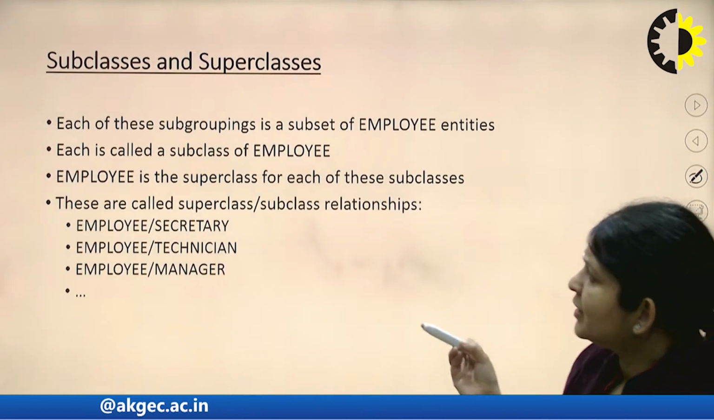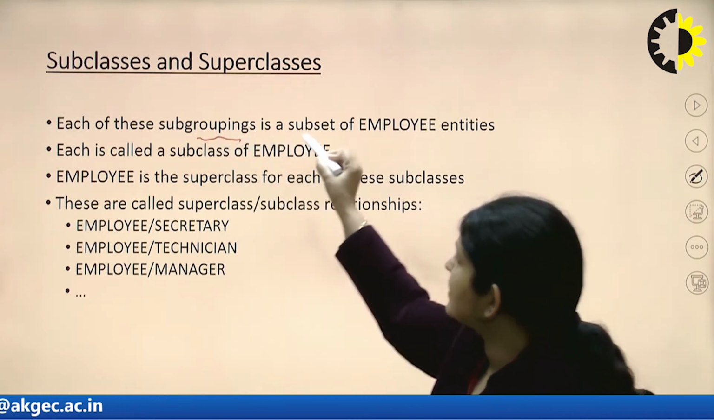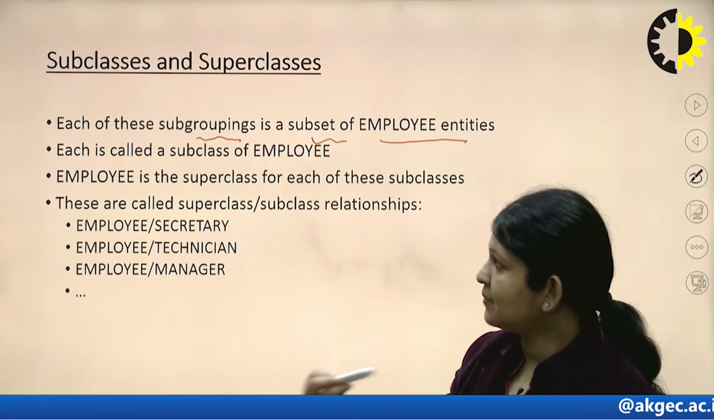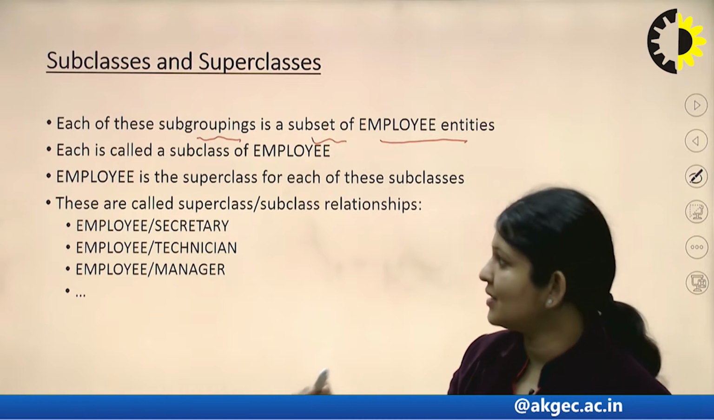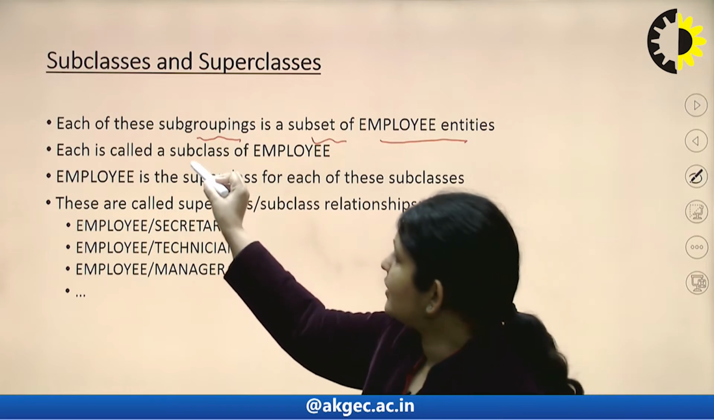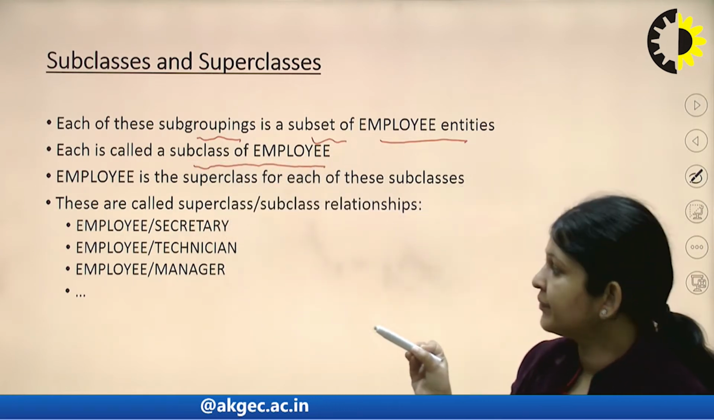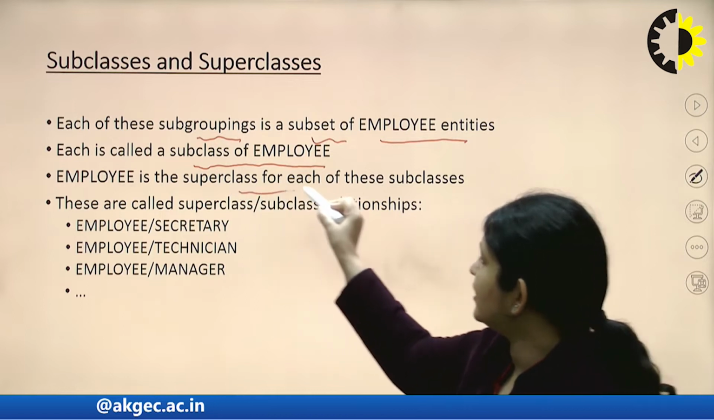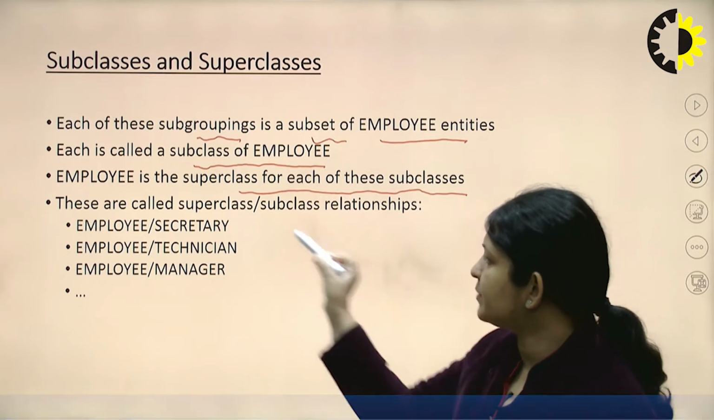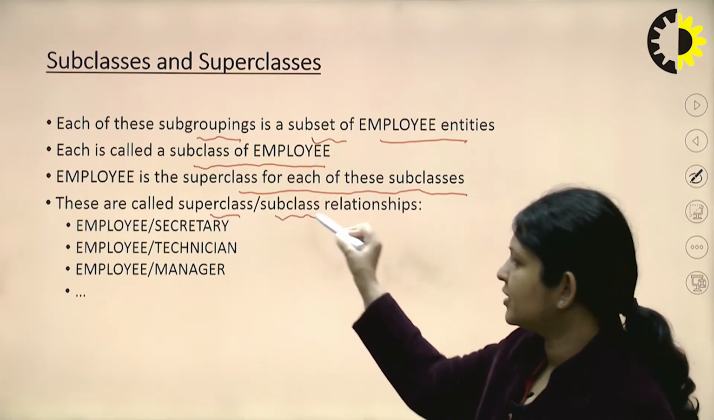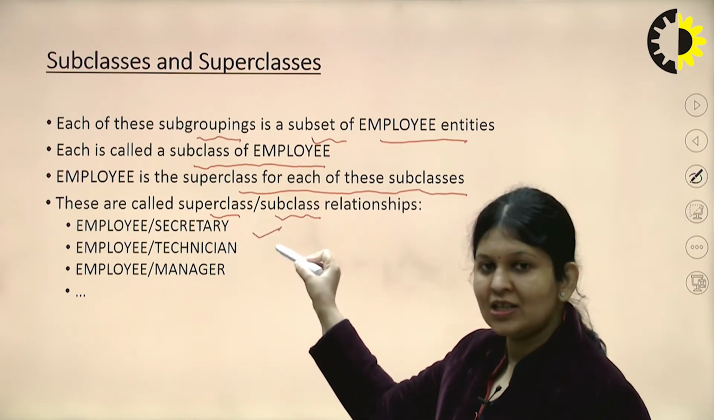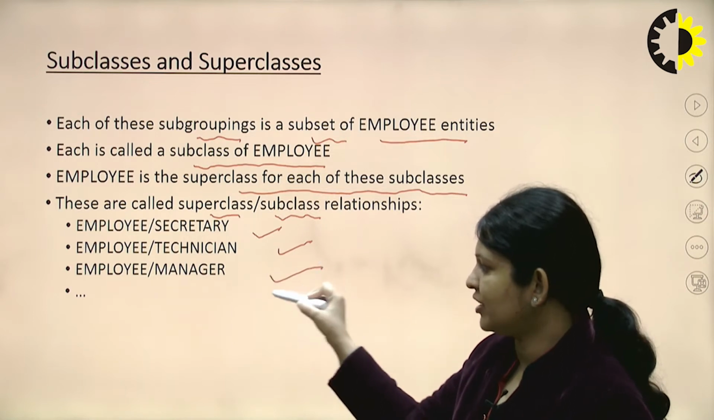Now, each of these subgroupings is basically a subset of the employee entity. If we talk about the subclasses, that is, a secretary subclass, it is actually a subset of the employee entity. So each is called a subclass of the employee. Likewise, employee is a superclass for each of these subclasses. So we speak of that particular relationship as a superclass subclass relationship: employee/secretary, employee/technician, employee/manager, likewise.